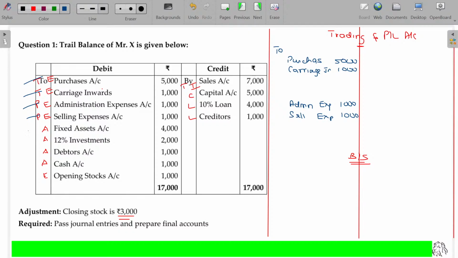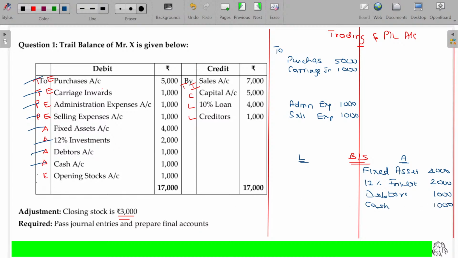And fixed assets, part of the balance sheet, fixed asset, this value being 4,000. 12% investment, already I named this being asset, so this is asset side, this is liability side. Asset side and liability side. 12% investment will come here, the value being 2,000. And debtors, asset side, the value being 1,000. Cash, asset side, 1,000.